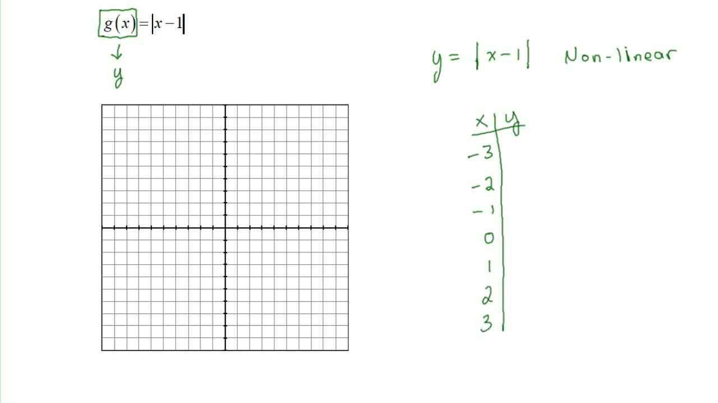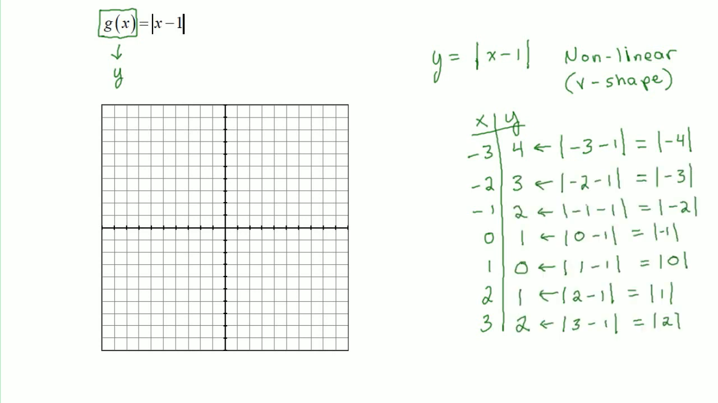If we recall from when we were graphing nonlinear equations, this should come out to be a V shape because it's an absolute value function. But even if we don't really know for sure that it should be a V shape, by the time we've plotted several points, we should be able to tell. So filling in these values, I'm going to start with the absolute value of negative 3 minus 1, which is the absolute value of negative 4. And so this value is going to equal positive 4. I'm going to go ahead and do this computation for all of the remaining x values.